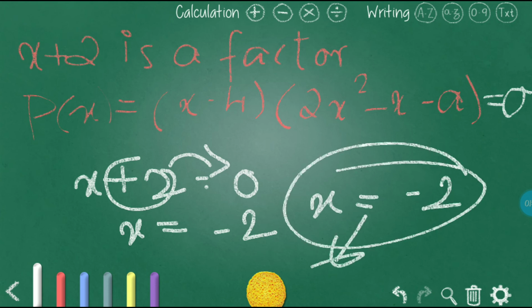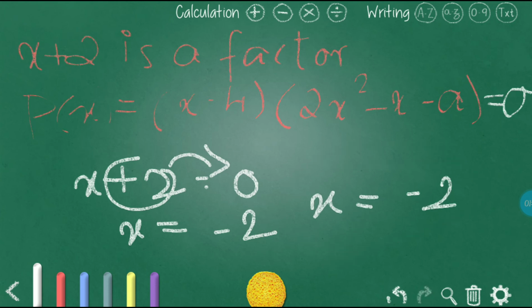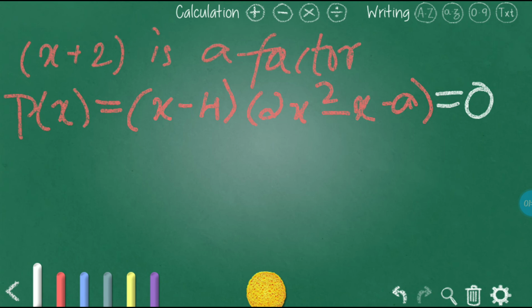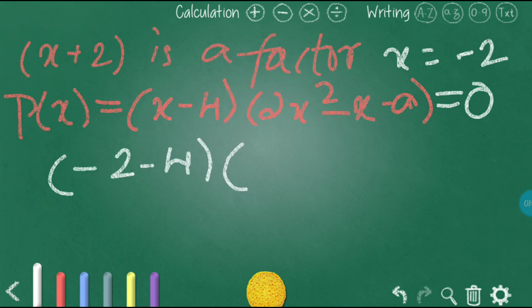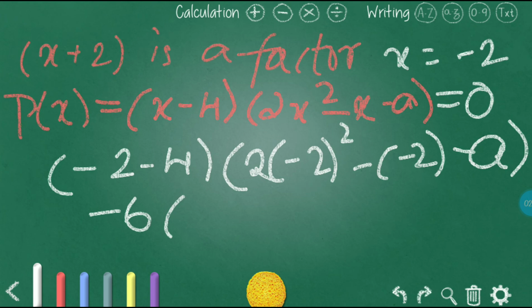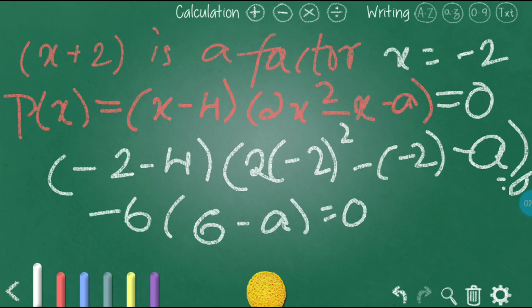You have to substitute this value in this p of x given. Okay, let's do that. Substituting x is equal to minus 2, it will be (minus 2 minus 4) into (2 into minus 2 square plus minus 2 minus a). This will be the polynomial equation. So this is minus 6 into, this is obviously 4, so it is 6 minus a when you solve completely, equal to 0.